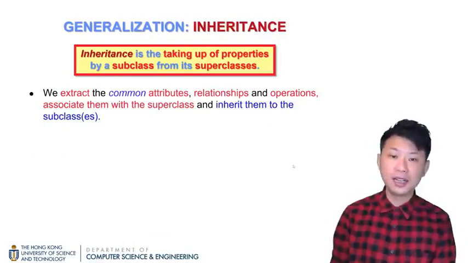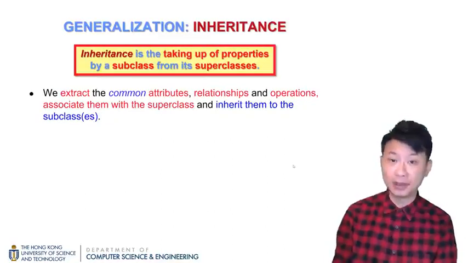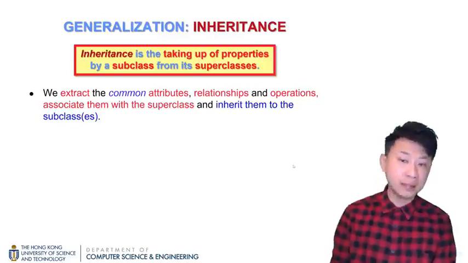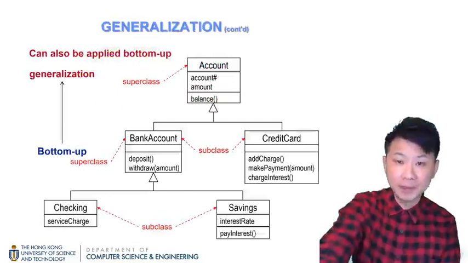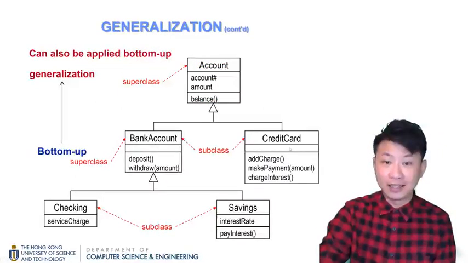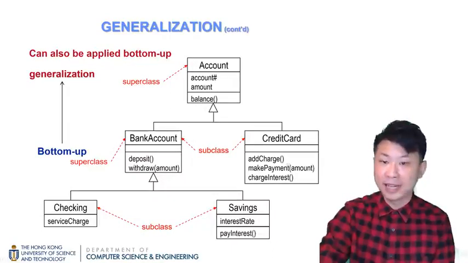The good thing of inheritance is that we can extract the common attributes, relationships, and also operations and put them in the superclass. In our example, bank account and credit card accounts share common attributes like account number and amount, and also they share the common operation balance. Then we can put all these things in the superclass, and they will be shared by the subclasses.